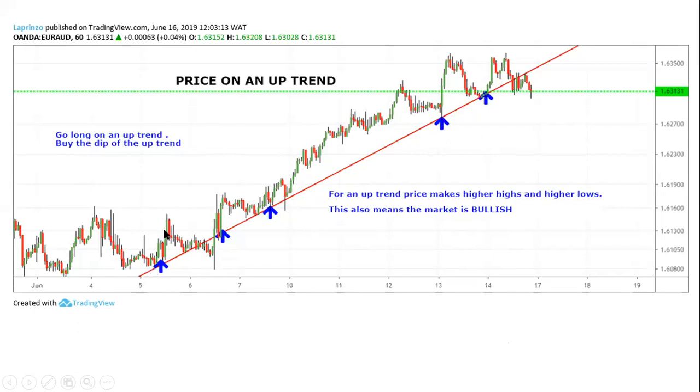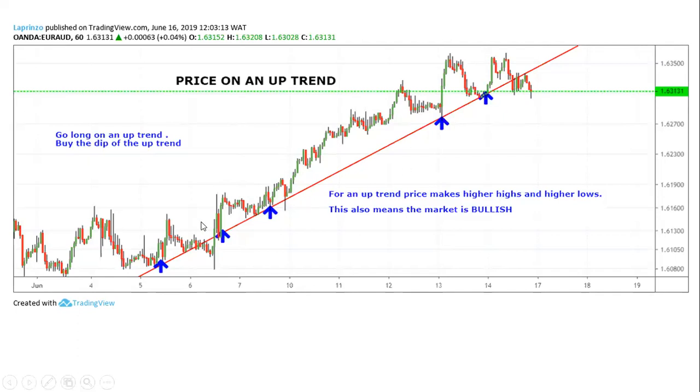For an uptrend, price makes higher highs. If you look at this, price makes higher highs. It comes up. This high is higher than this. This high is higher than this. Higher highs and higher lows. That is, when you see a price doing higher highs and higher lows, it means the market is on an uptrend. An uptrend is when price makes a series of higher highs and higher lows.